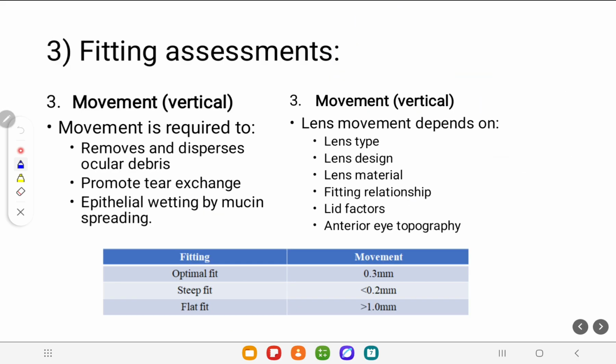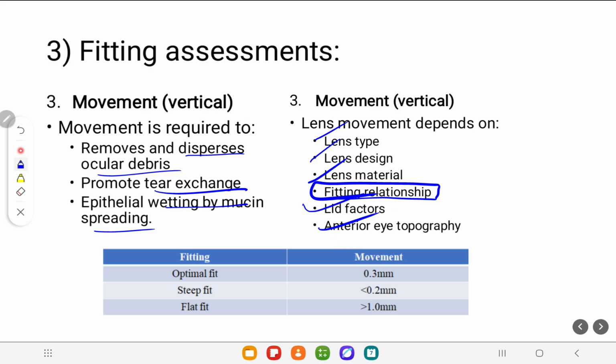Movement is another important point. Vertical movement is definitely required, because movement removes the debris from below the contact lens and promotes tear exchange. In the case of soft contact lenses, it's very weak. Epithelial wetting by the mucinous spread is also dependent upon the movement. Movement depends on the lens type, lens design, lens material, fitting relationship, and most importantly, the lid factor and topography.